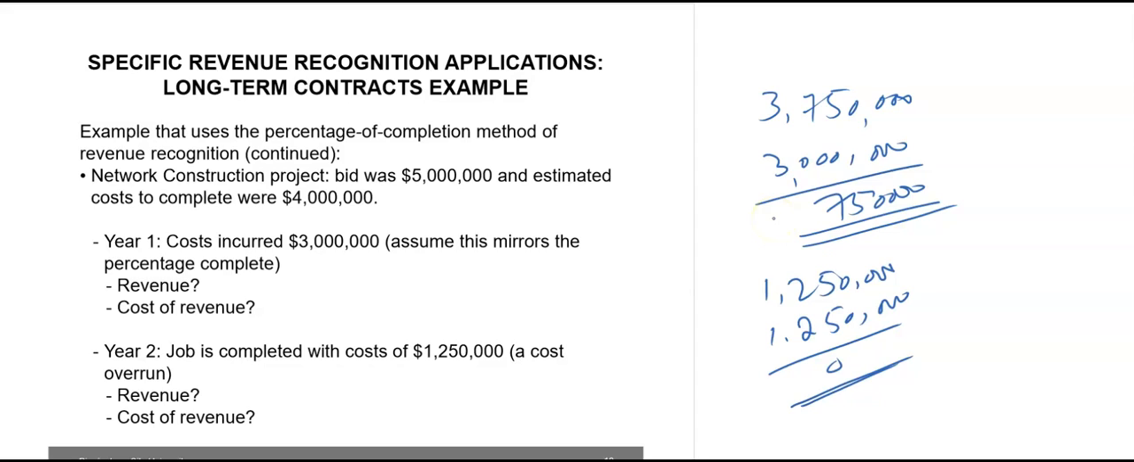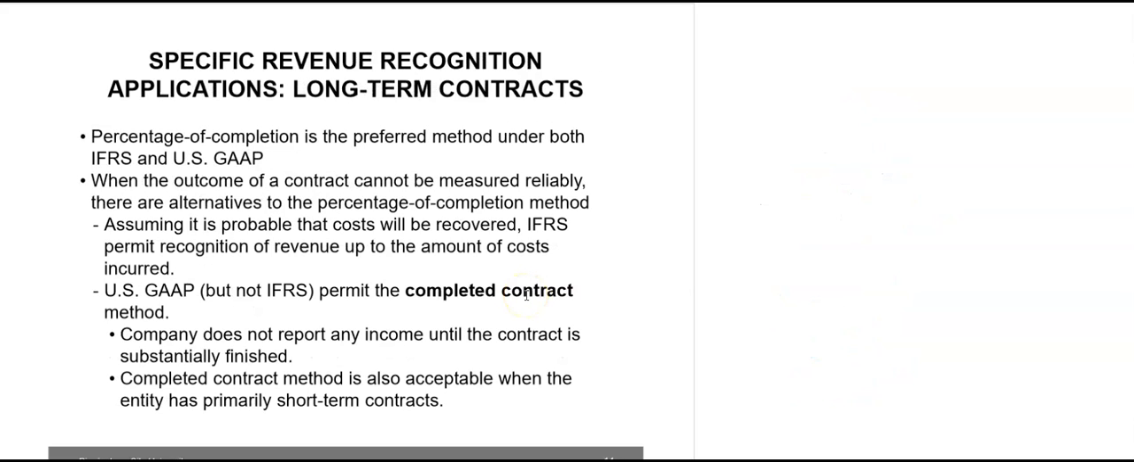Now this shows the importance of estimates. If the company underestimates the cost, it will have an effect on revenue and profitability over time. The advantage of the percentage of completion method is that it results in better matching of revenue with the accounting period in which it was earned. The percentage of completion method is the preferred method of revenue recognition for long-term contracts and is required when the outcome can be measured reliably under both IFRS and US GAAP.